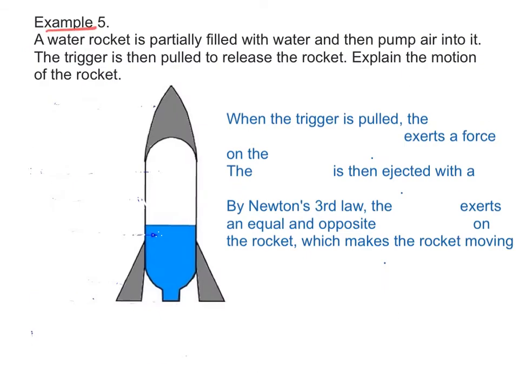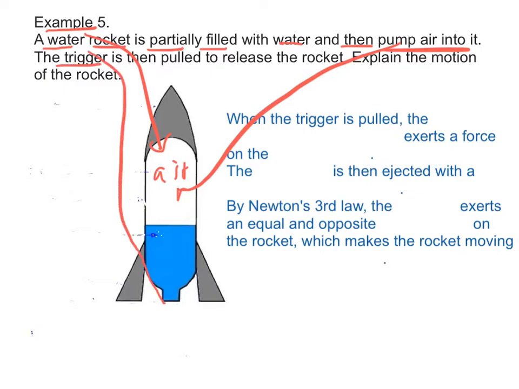Example 5. A water rocket is partially filled with water and then pumped into air. The trigger is then pulled to release the rocket. Explain the motion of the rocket.